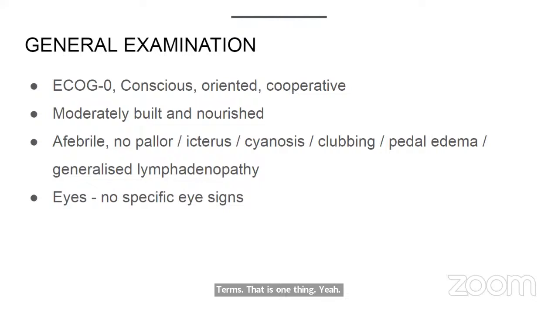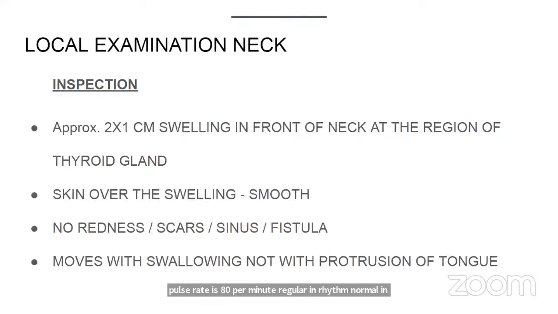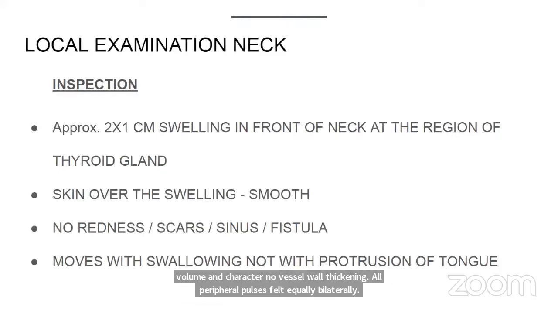May I proceed, sir? Yeah, please proceed. Coming to general examination, ECOG score is 0. Patient is conscious, oriented, cooperative, moderately built and nourished, febrile, no pallor, icterus, cyanosis, clubbing, pedal edema, or generalized lymphadenopathy, and there are no specific eye signs. Vitals, BP is 120/70 millimeters of mercury measured in left upper limb in sitting position. Pulse rate is 84 per minute, regular in rhythm, normal in volume and character, no vessel wall thickening, all peripheral pulses felt equally bilaterally.